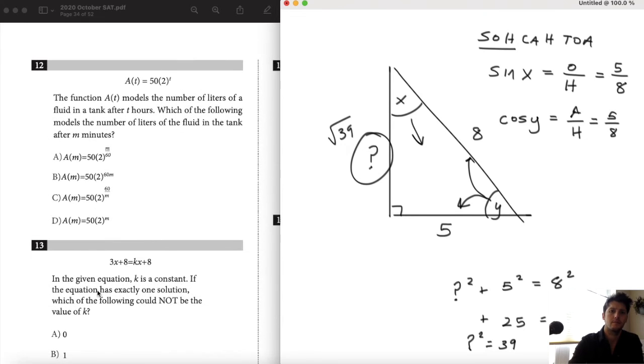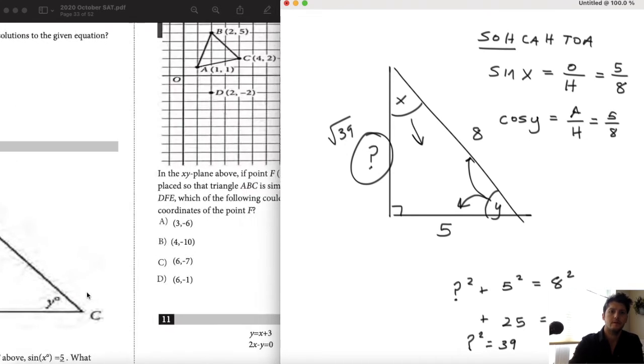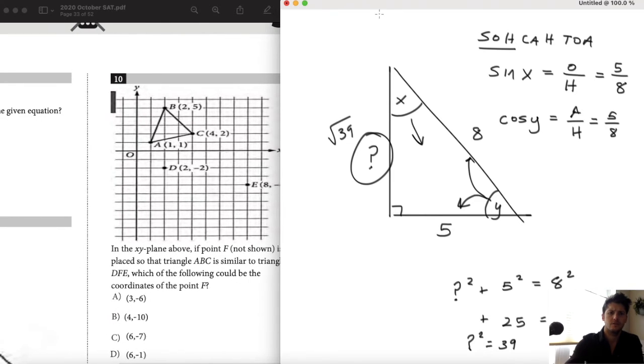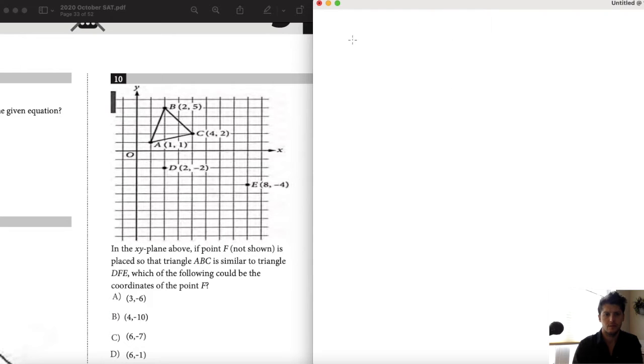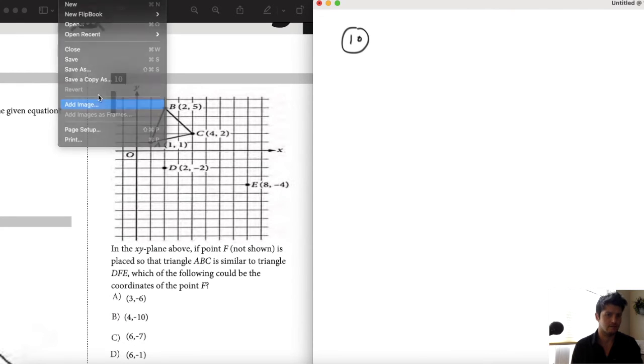Number 10. Again, the figure's a little distorted from what it would be on the real test, but that's okay. Which of the following could be the coordinates of point F? All right, so look, I'm going to take this and put it on the board, and I actually have a useful sort of bias on this question.